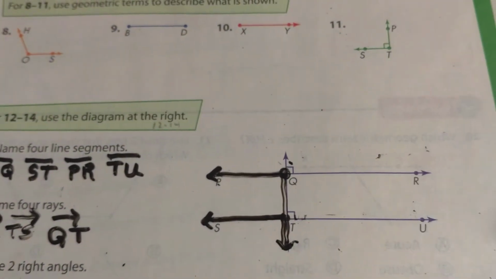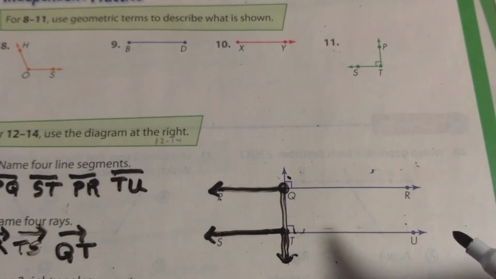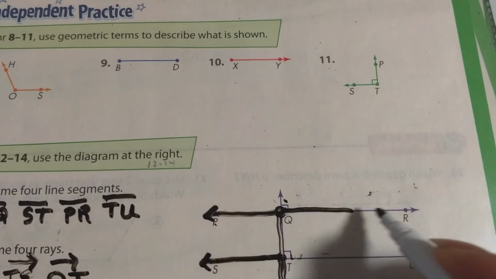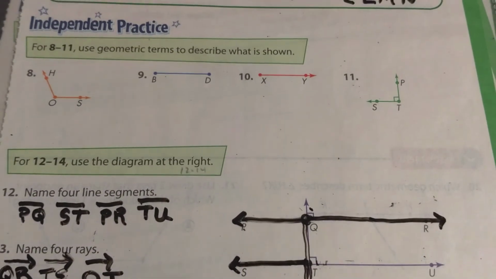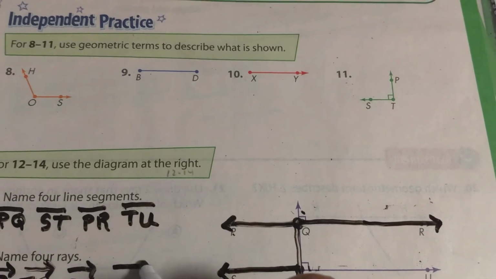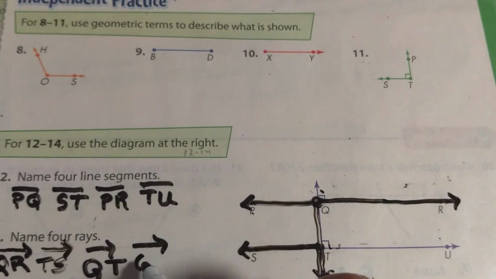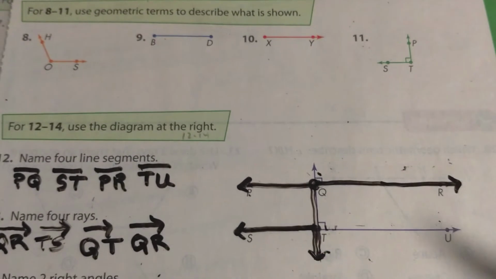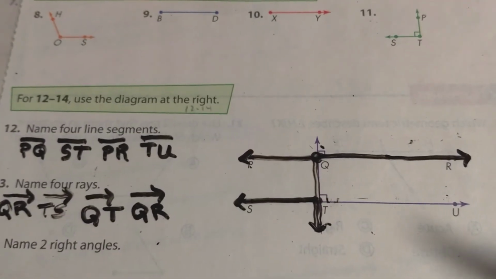Okay, now you see another one? Oh, there are many more. How about ray QR? Very good. Ray, draw my arrow, ray QR. Okay, so those are 4 rays. You just said to name 4. There are many, many more, of course.